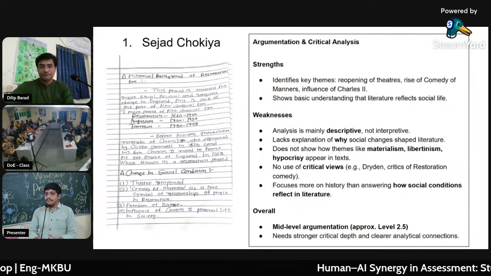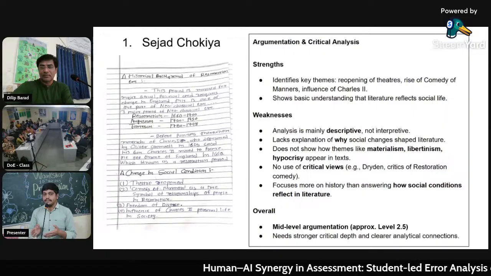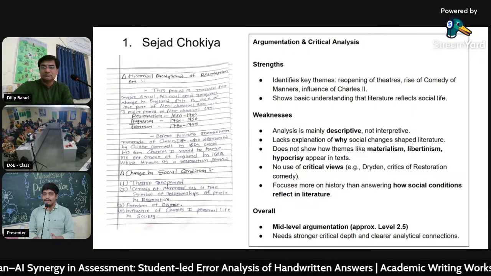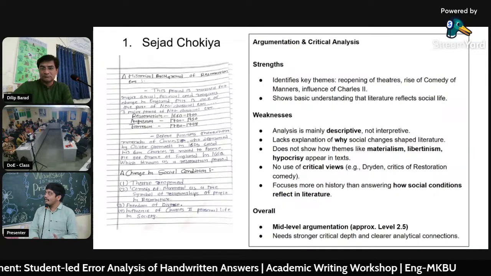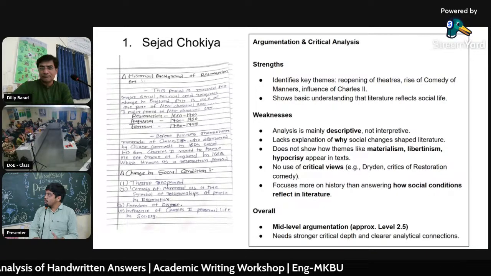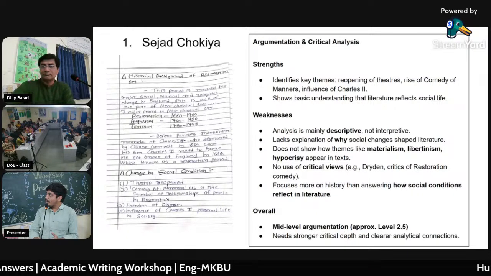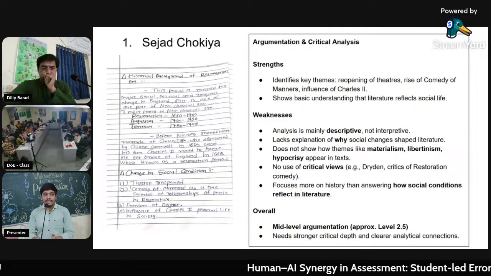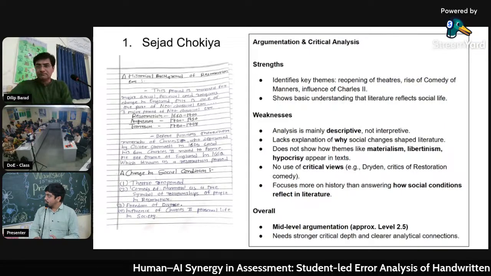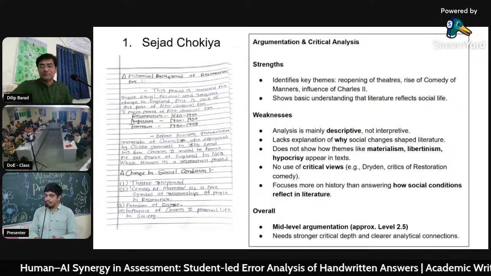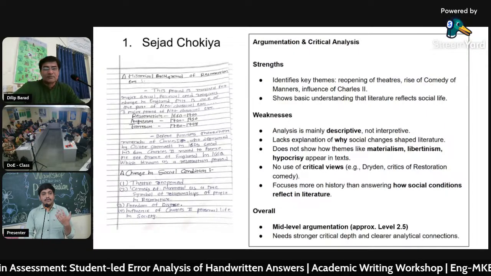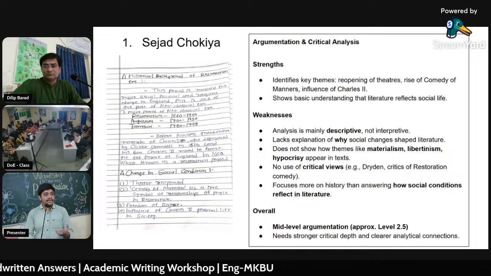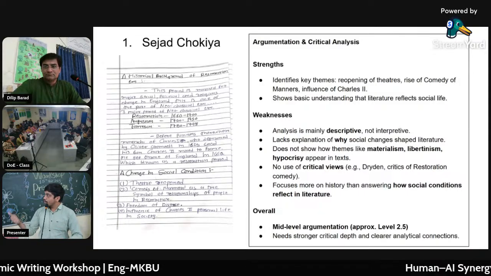The several mistakes that I have made, according to AI, these were my weaknesses. My analysis was only descriptive, not analytic. My explanation of why social change shapes literature does not show how themes like materialism, libertinism, and hypocrisy appear in the text that I mentioned in the answer. No use of critic views, for example Dryden is the critic of Restoration comedy. The question was what were the social events that happened in the Restoration era and how they affected literature. But these were the points that I forgot.